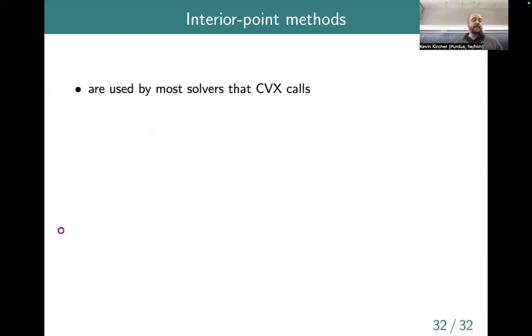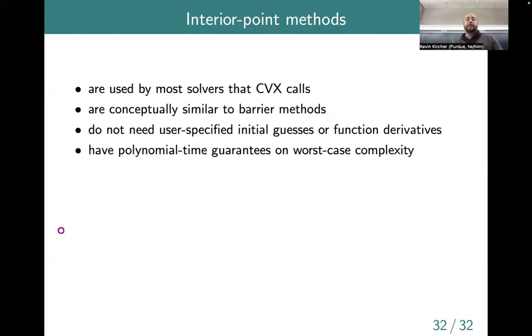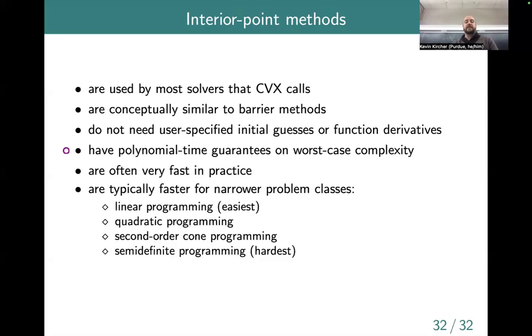Okay, and then last slide here, interior point methods are basically the methods that most of the solvers that CVX or CVXPY use under the hood. Again, very general purpose, powerful methods with polynomial time guarantees on complexity. They're conceptually similar to the barrier methods that we just talked about. Some subtle details, but not too many subtle differences, rather. And a cool thing is that when you run CVX, you don't need to give an initial guess. And you don't need to specify any of the first or second order derivatives of your function. And again, we have these nice efficiency guarantees.